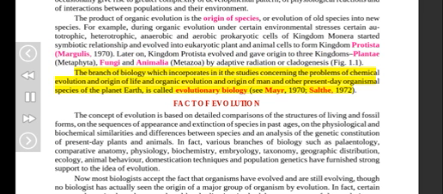The branch of biology which incorporates the studies concerning the problems of chemical evolution and origin of life and organic evolution and origin of man and other present-day organismal species of the planet Earth, is called evolutionary biology. C. Meyer, 1970, Self, 1972.